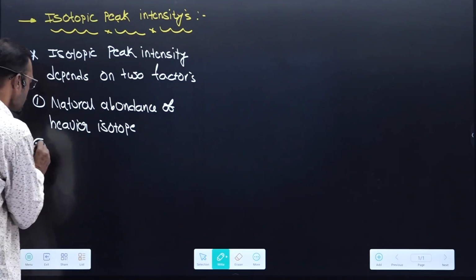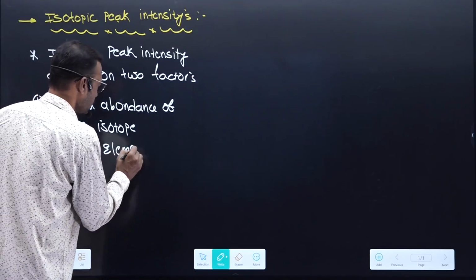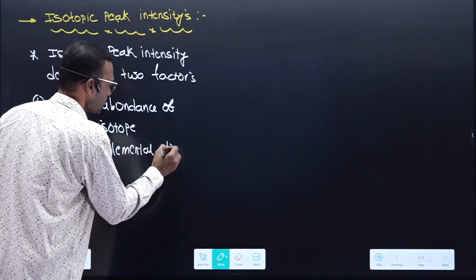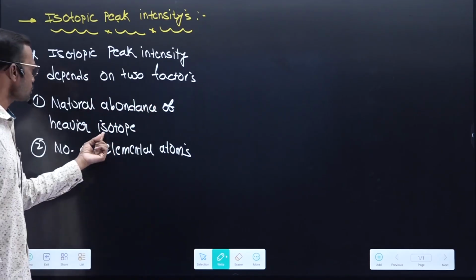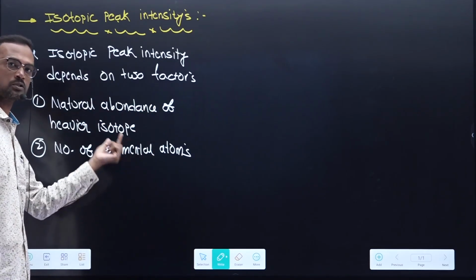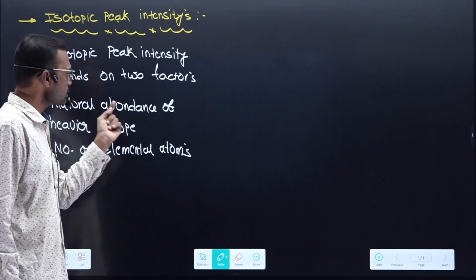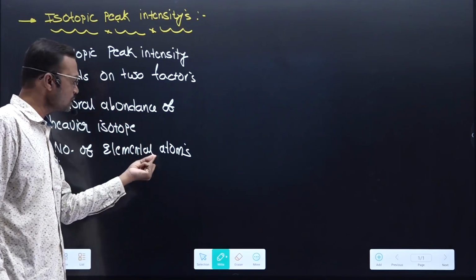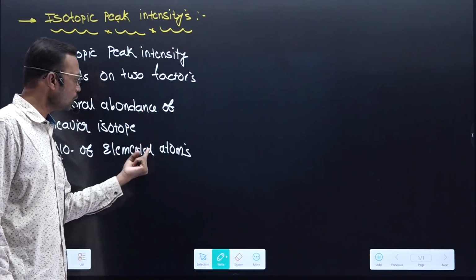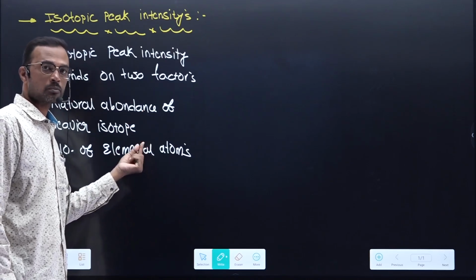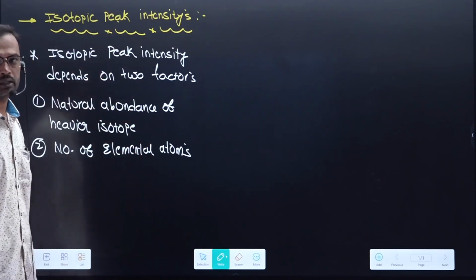Next is the second factor, number of elemental atoms. How many such atoms are present in a given sample? Two factors we need to remember: natural abundance of the heavier isotope, and the number of such elemental atoms in a given sample. Suppose C13: what is the natural abundance of C13, and how many C13s are present in a given sample? Suppose nitrogen: natural abundance of nitrogen, and how many such nitrogens are present in a given sample? These two play an important role in calculating isotopic peak intensity.